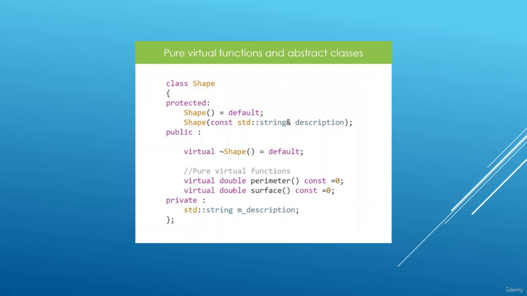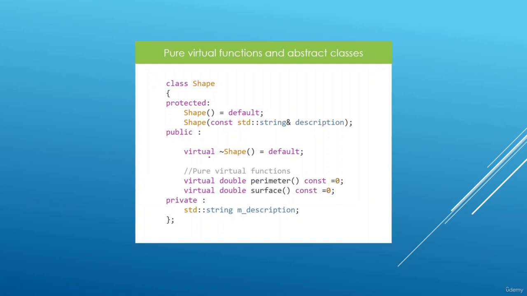We had a chance to learn about pure virtual functions and abstract classes. The syntax to make a function pure virtual is what we have here. And at the moment you set up a single pure virtual function in your class, the class is going to become abstract and you lose the ability to create objects of that class. This is what we had a chance to learn about here.